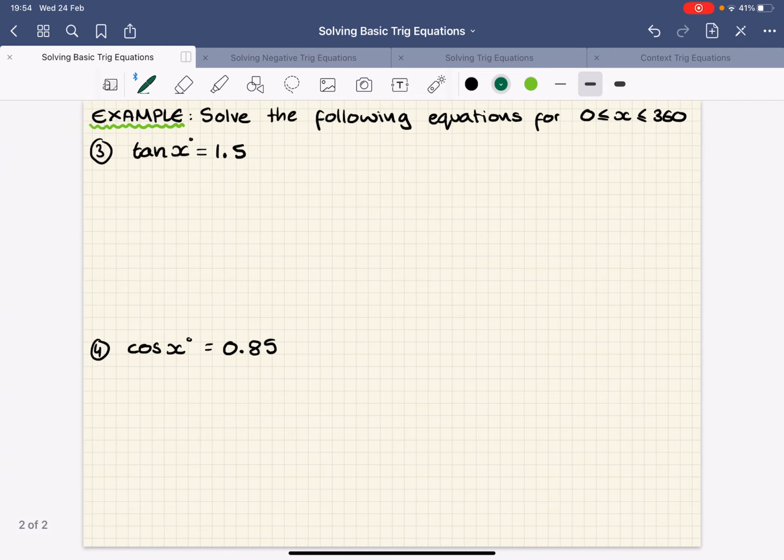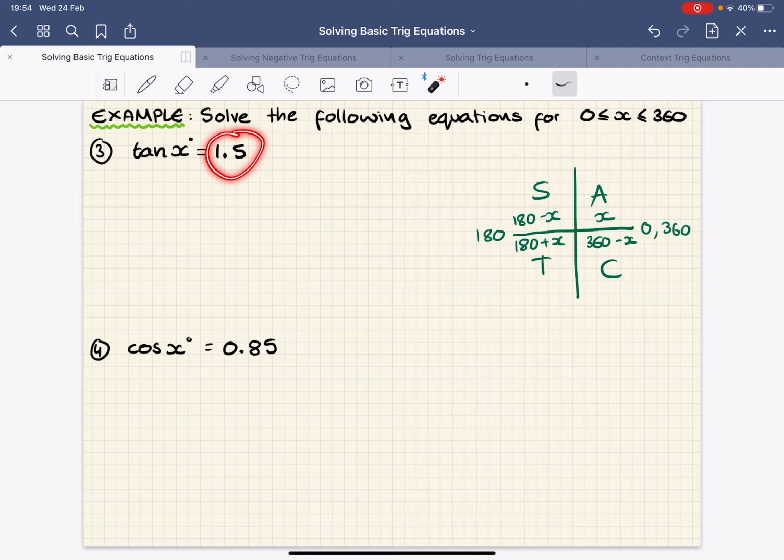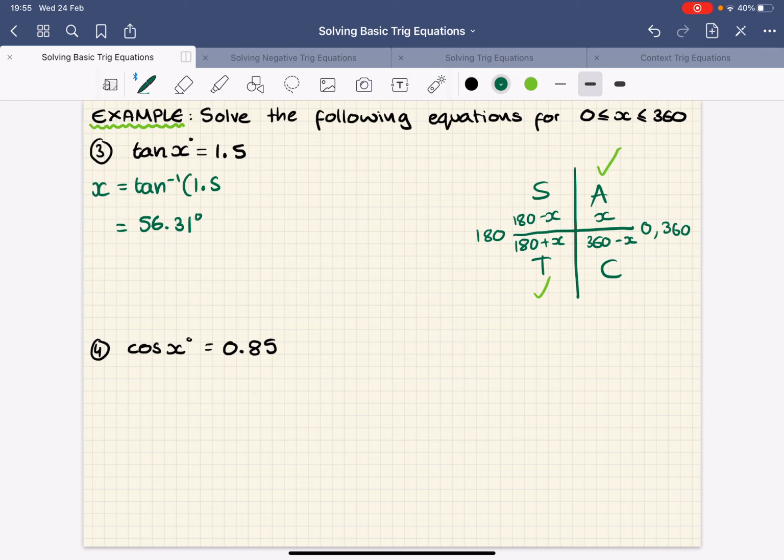Okay, so 2 more examples. Here I've got tan, so I'll do the same thing again, draw out my CAST diagram. Ooh, kind of ran out of space there. Let me just do that again. All silly Tom cats. So this time, because it's tan, and that 1.5 is positive, I tick everywhere where tan is positive, so that's in the A section and the T section. So I do my tan inverse. Tan inverse of 1.5 is 56.31 if I round it to 2 decimal places.